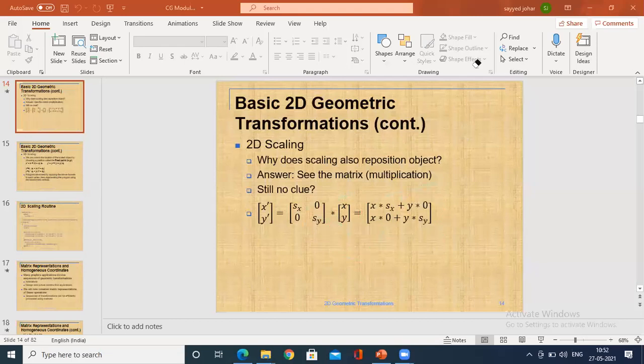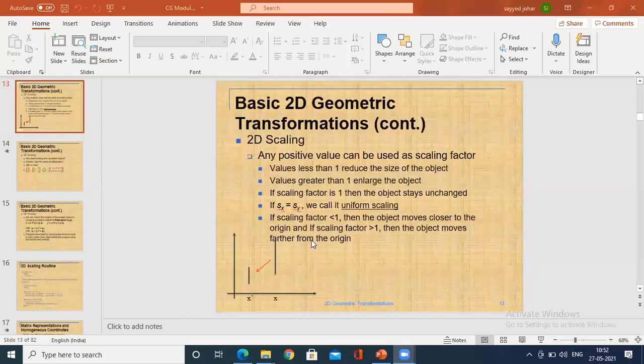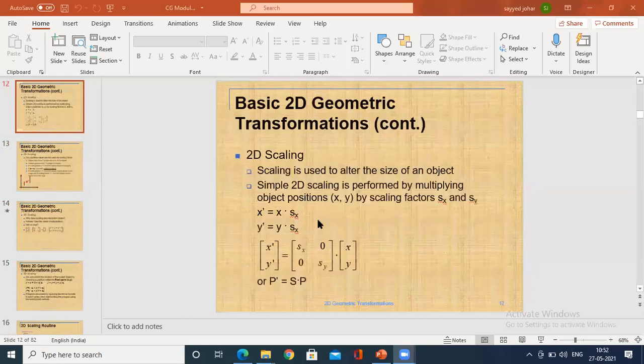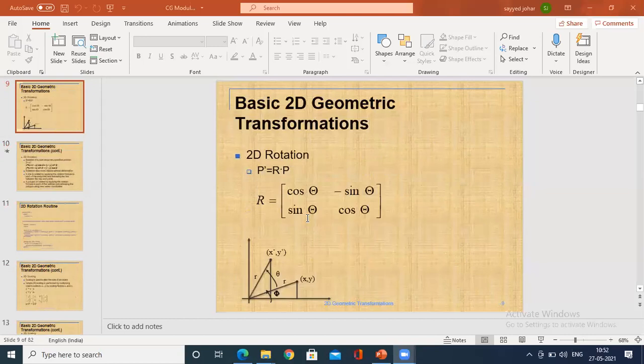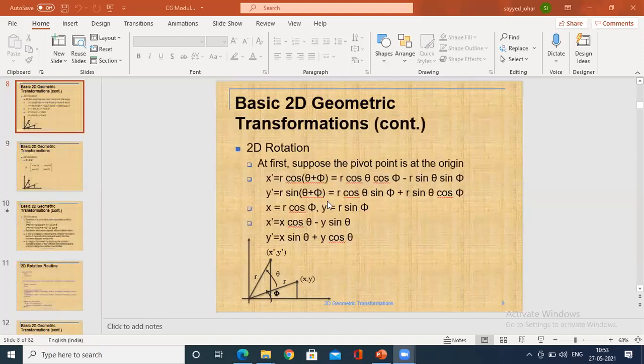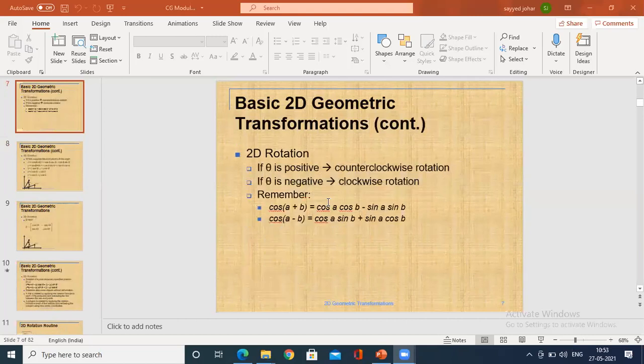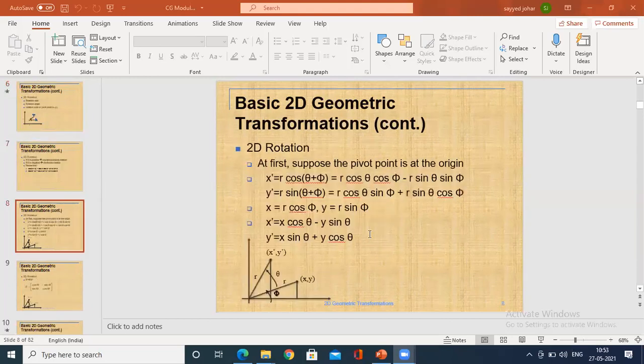Similarly, this is the kind of scaling we have. It is a multiplicative factor. Scaling uses a multiplicative factor. Rotation uses a multiplicative factor. To the same point P, you multiply the rotational matrix, with respect to the change in angle along the x direction and y direction. If theta is positive, it is clockwise; if theta is negative, it is anti-clockwise. I explained this in the last class.